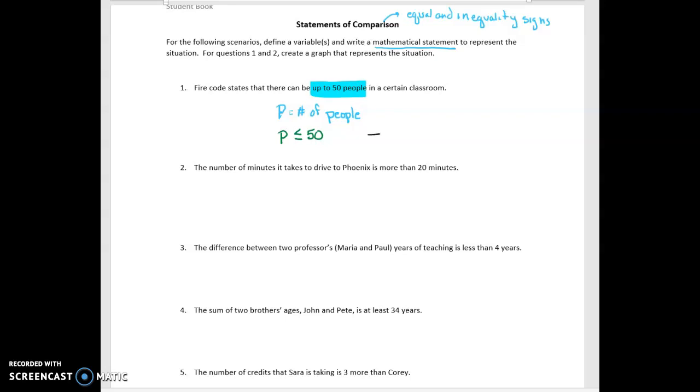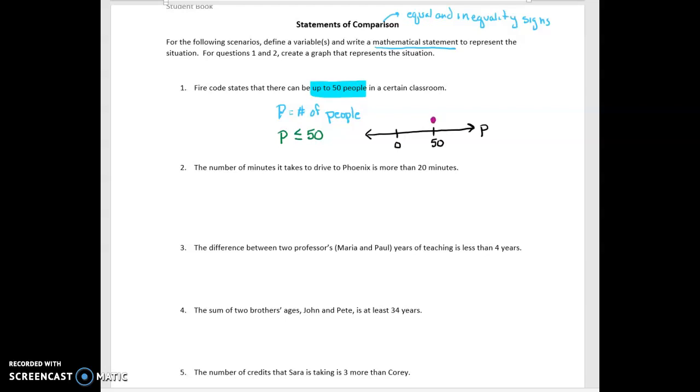I'm just going to do this off to the side here. Here is my number line, and I'm going to call this number line P because that's what my variable is. I need to have a 0 on here, and I'm going to put 50 somewhere on here. 50 is my greatest value, so I'm going to color that in because I'm going to include 50.